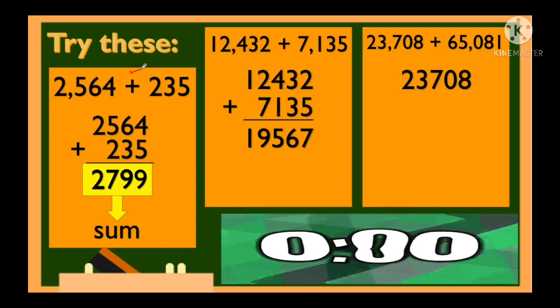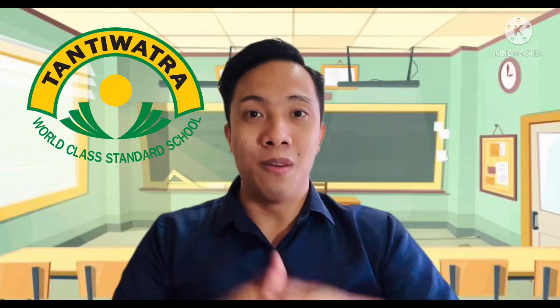Next, 23,708 plus 65,081 equals, what is the answer? Okay, let's see if you're correct. 88,789. Did you get it correctly? Very good. Very good, everyone.